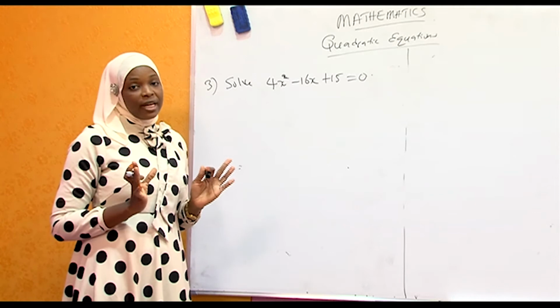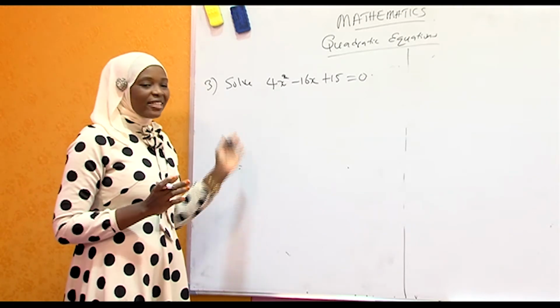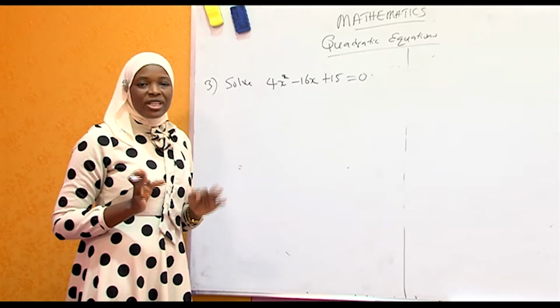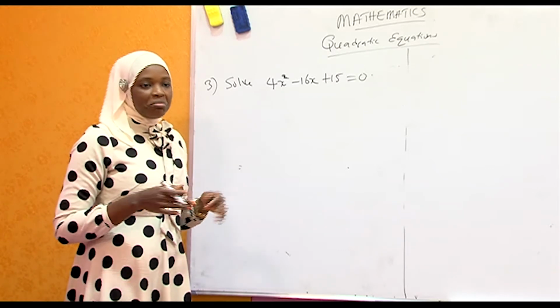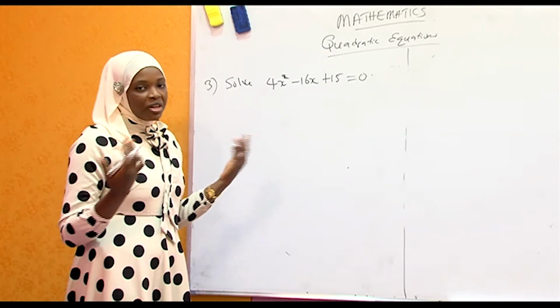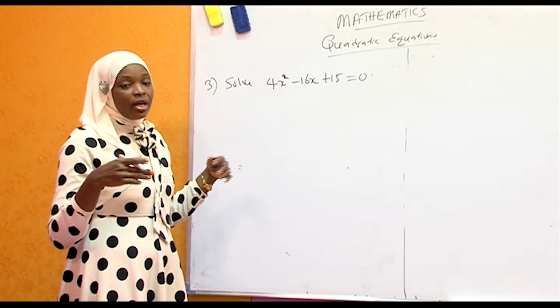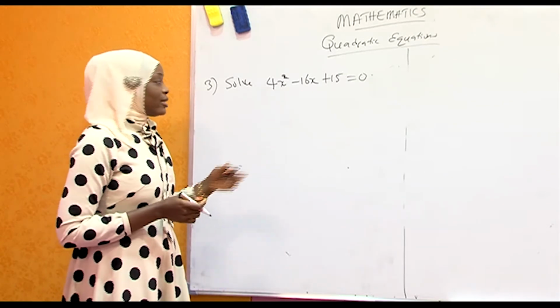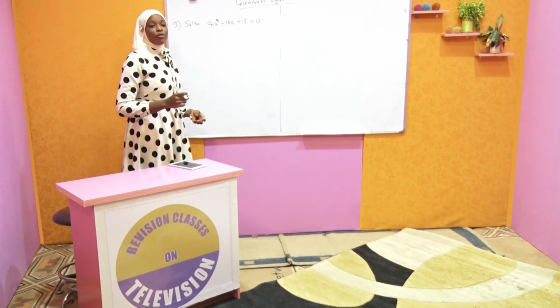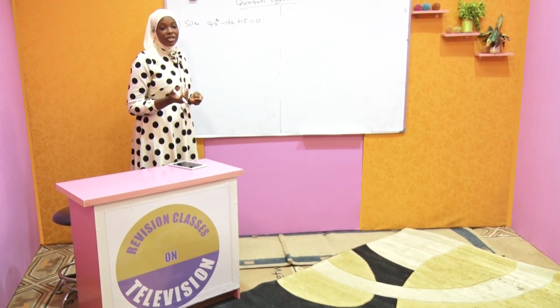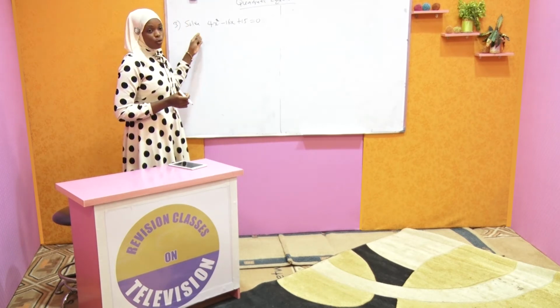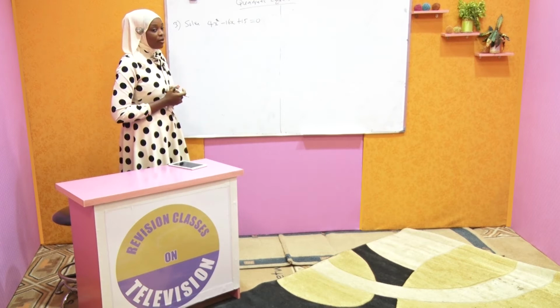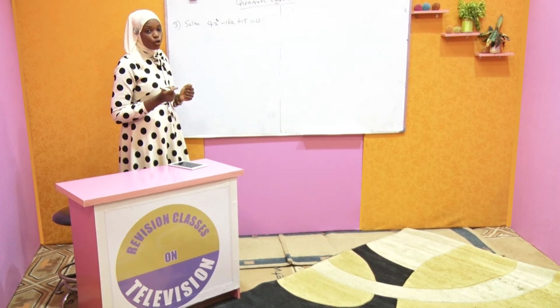They did not specify any method to use. So in this case, you are free to use any method you prefer, be it the formula method, factorization method, completing the square, and even the graphical method. It's your choice. Because we have used completing the square method to solve earlier, I would like us to use formula method this time around, so we know how to use formula method to solve.